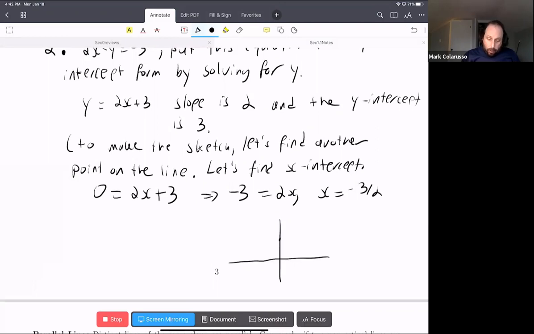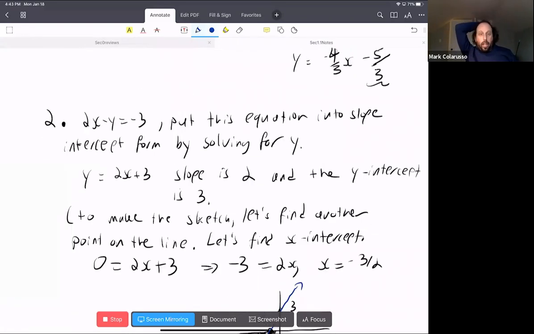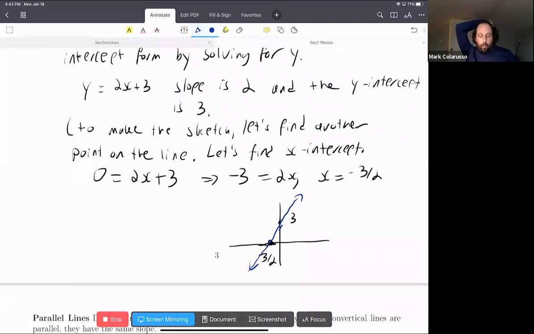So the y-intercept, we said, was 3. The x-intercept is -3/2, so it's like -1.5. So it's like here. And we can draw the sketch by just connecting the two dots, if I can even do that. Not the best artist. And then I get a nice sketch of a line, slope 2, y-intercept 3, and you can see how it compares to the previous one.